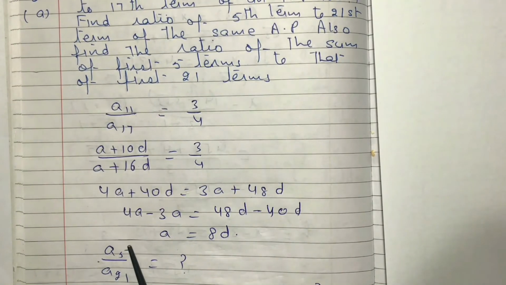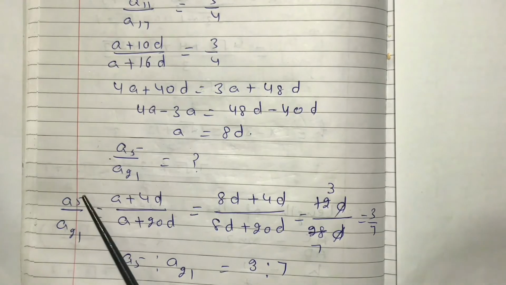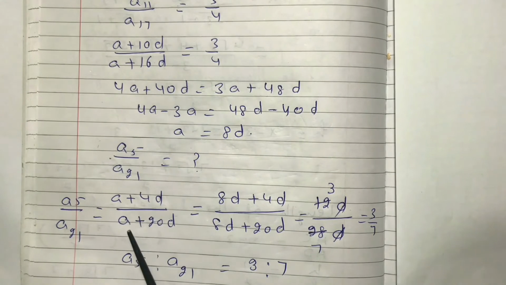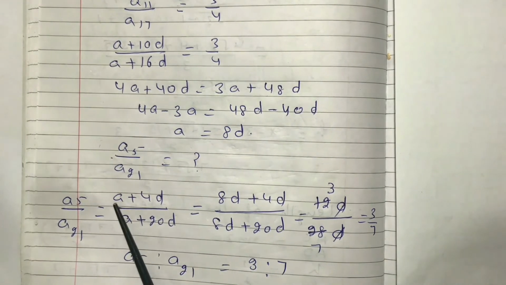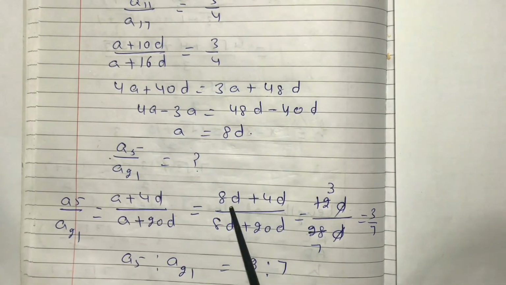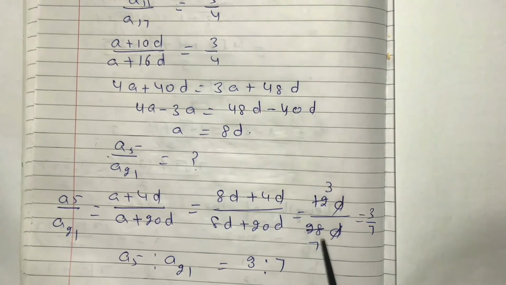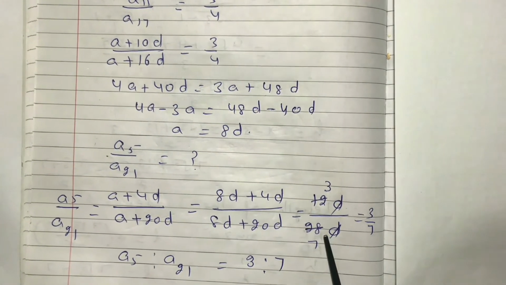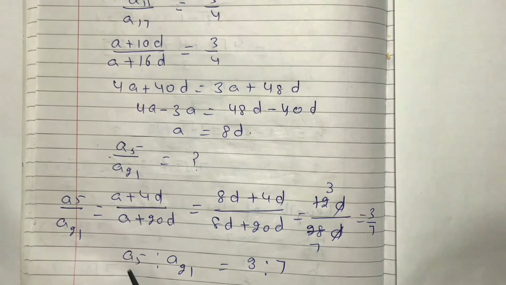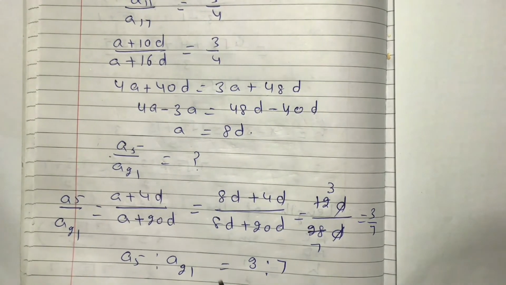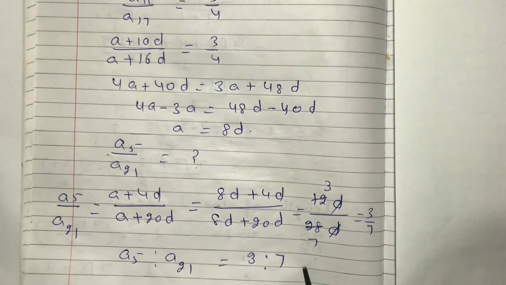Now you are to find the ratio of 5th term to 21st term. Now A5 upon A21 is equal to A plus 4D upon A plus 20D. Instead of A, write 8D. So you will have 12D upon 28D. Cut the numbers, you will have 3/7. So A5 ratio A21 is 3:7.